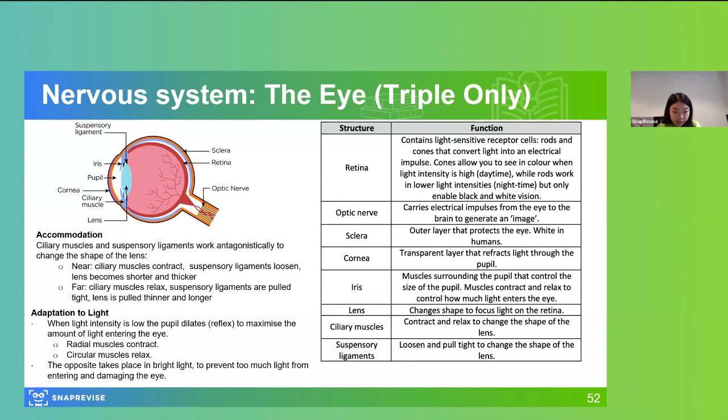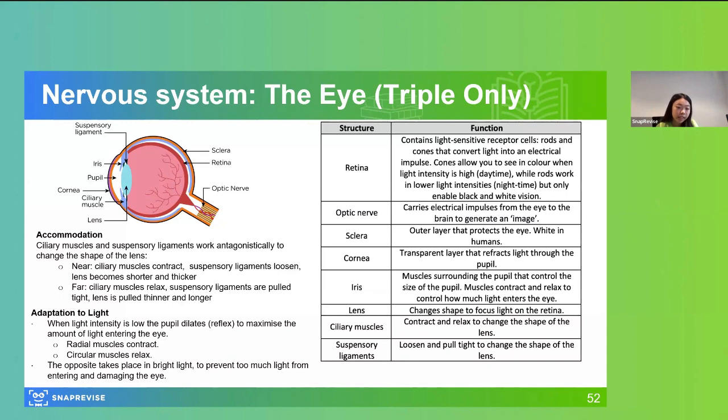Adaptation to light is when there are different light intensities, and this allows our pupils to dilate and constrict. The reason is because if there is a very bright light, you don't want to damage your eye, so it constricts, makes it smaller, so not too much light is going in. And if it's very dim light, your pupil dilates, so that when it's larger, you get more light in, so you can see in darker light.